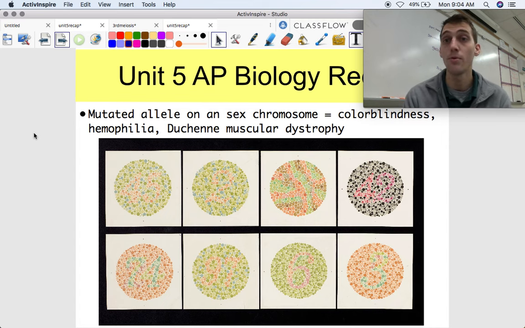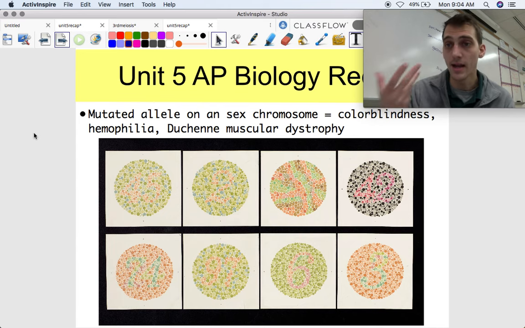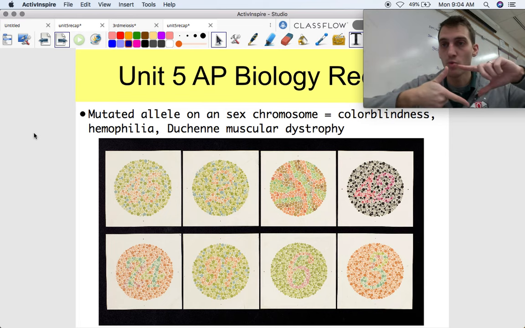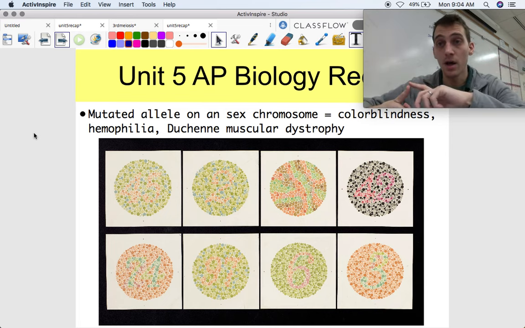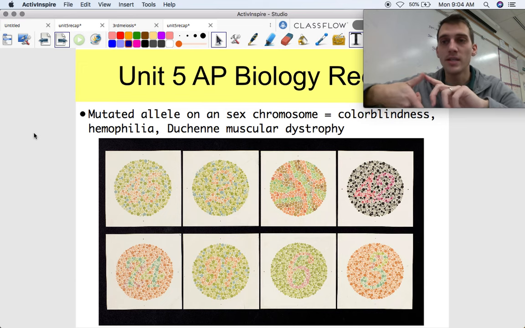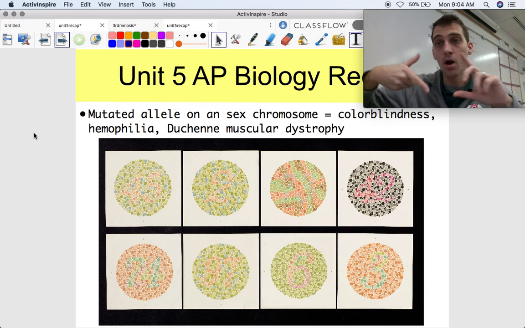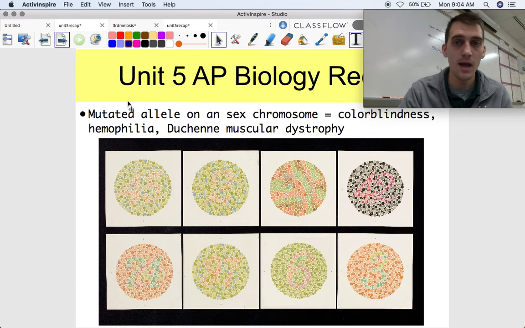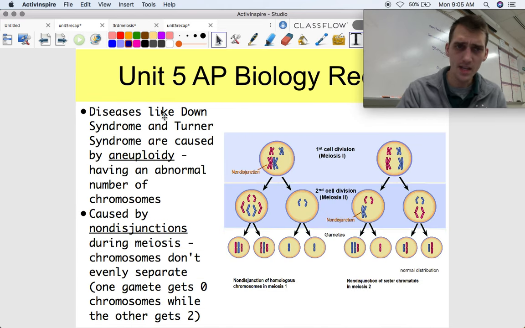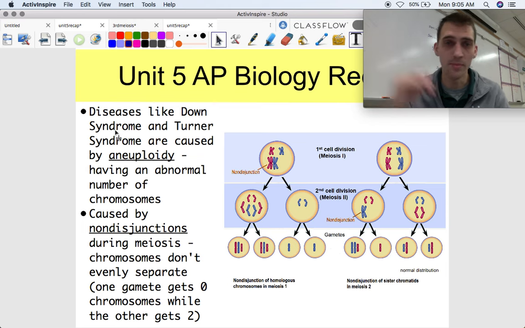So, for example, color blindness, hemophilia, and Duchenne muscular dystrophy are all inherited on an X chromosome. And those follow a different genetic inheritance pattern than the autosomes, right? So think of autosomes as the regular Punnett squares. The sex-linked crosses are with the X and the Y on the outsides. But color blindness is another example of a genetic disease resulting from a mutated allele.